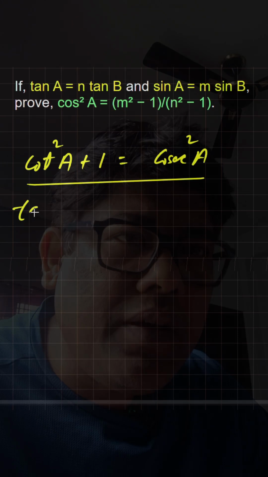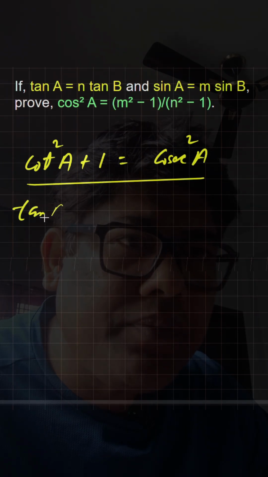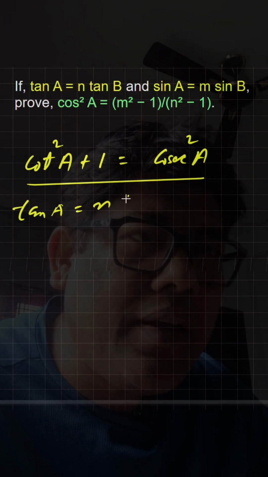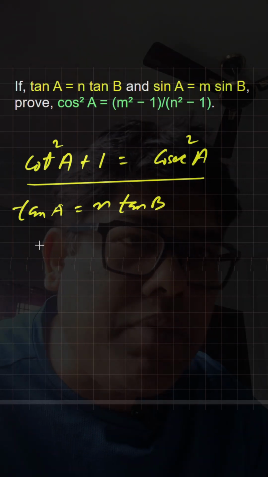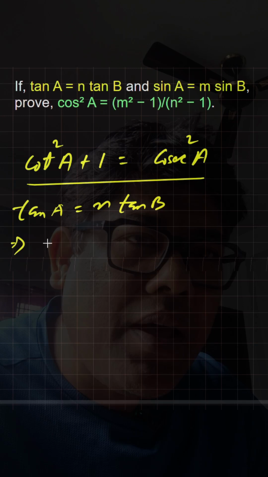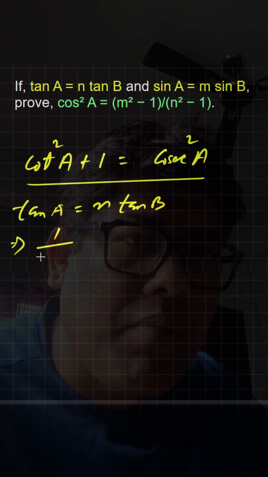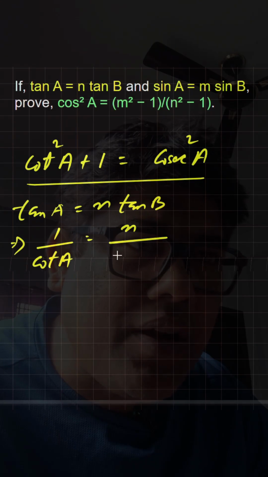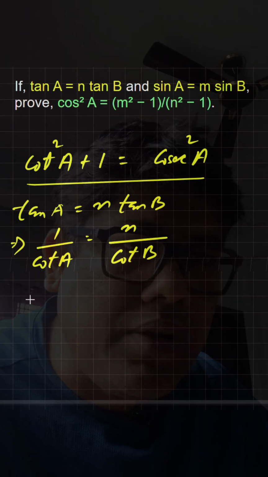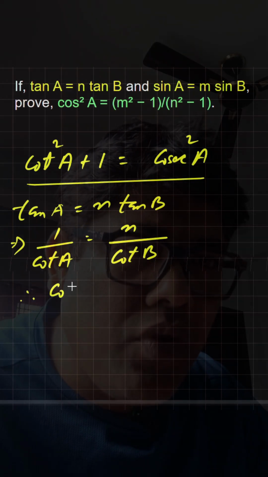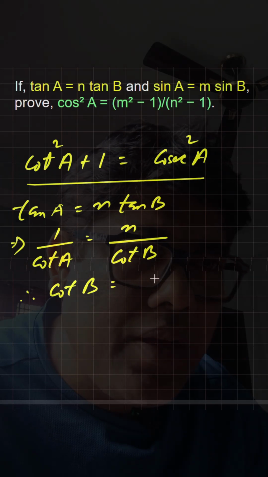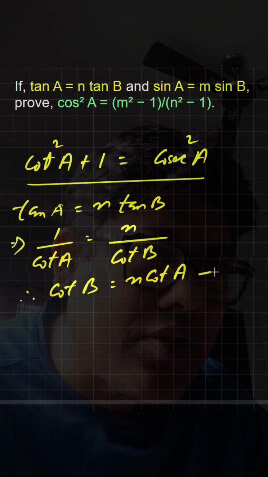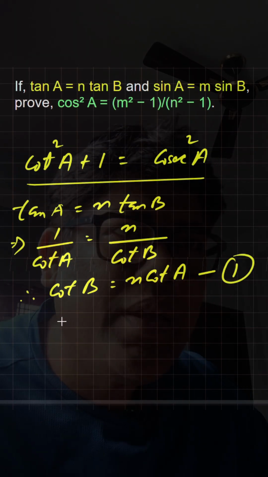First we have been given tan A is equal to n tan B. So that implies 1 by cot A is equal to n divided by cot B. Therefore, cot B is equal to n cot A. Let us call this equation 1.